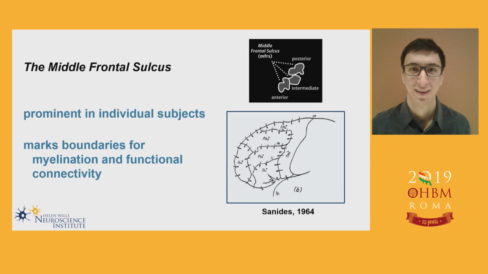So in sum, the middle frontal sulcus is in fact a prominent anatomical landmark within individual subjects, and it marks boundaries for myelination and functional connectivity. And this is not a completely new idea, but rather perhaps confirms a theory proposed by Friedrich Sanides in 1964, where he theorized that tertiary sulci in association cortex in humans may serve as landmarks of transitions between both areas of cytoarchitecture and function. And so we're proposing that this middle frontal sulcus may in fact be one of those landmarks.